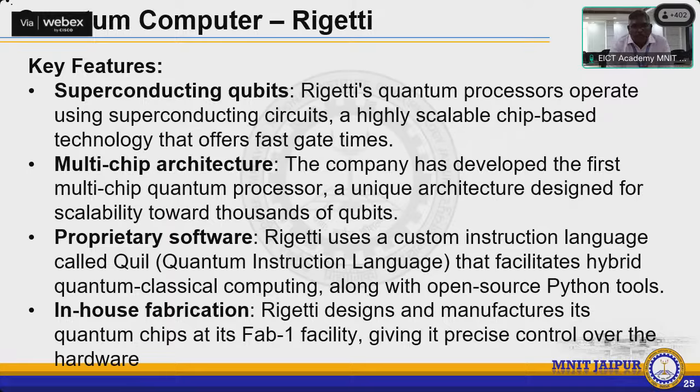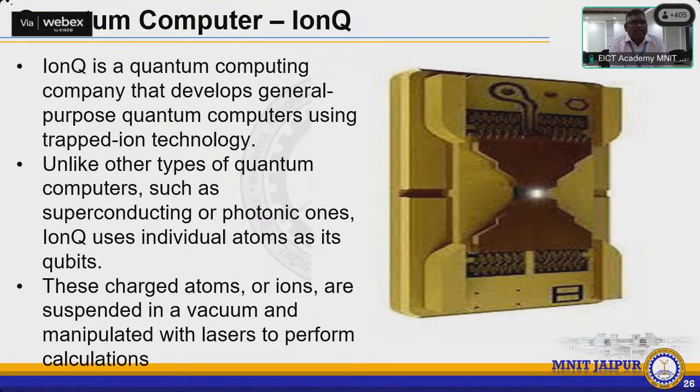People who have used CUDA with NVIDIA can integrate CUDA and C and run the code on a CPU-GPU combination. In a similar sense, now you can use open source Python tools along with the quantum instruction language. So you can integrate CPU-GPU combinations and CPU-QPU combinations. That is what people look at, right? And these designs are made in their in-house fabrication. They have a Fab 1 facility, so that's what we can look at as far as Rigetti.